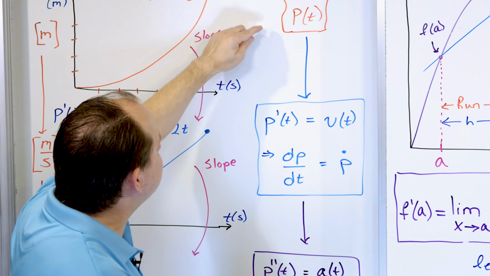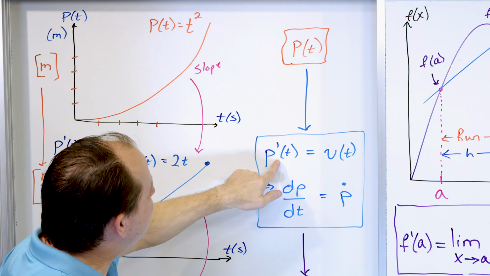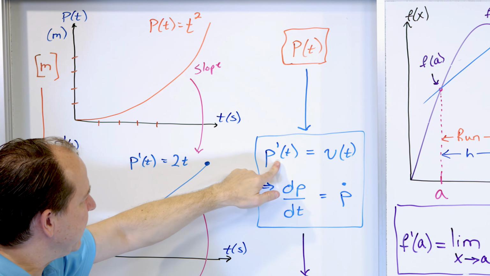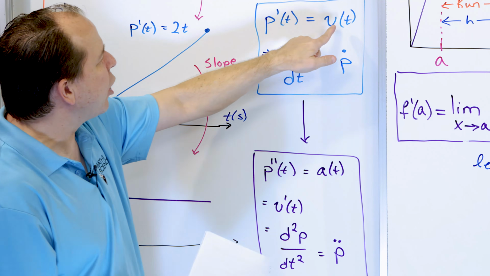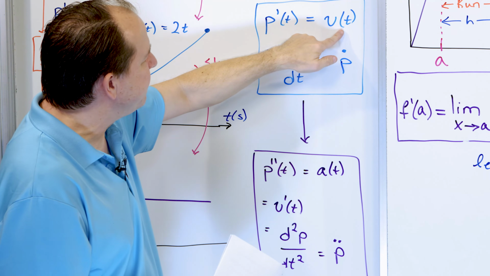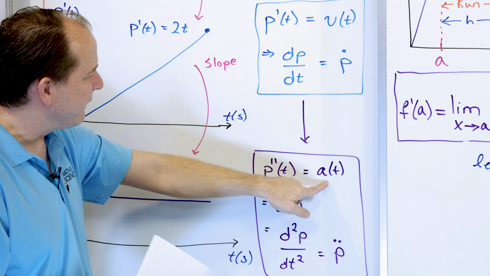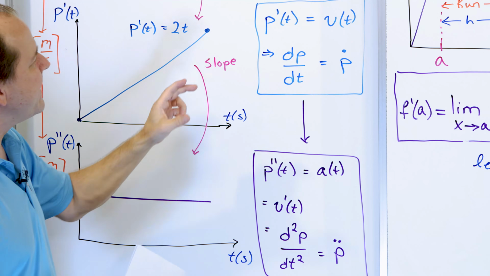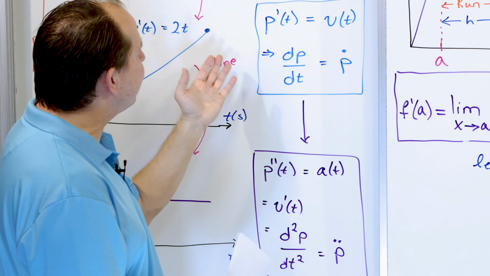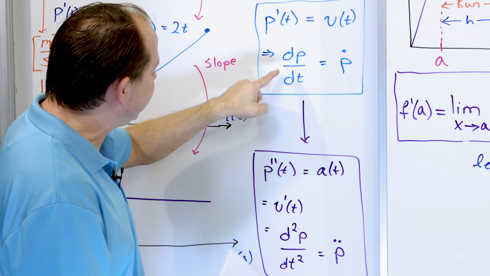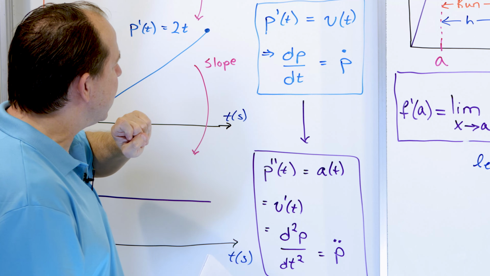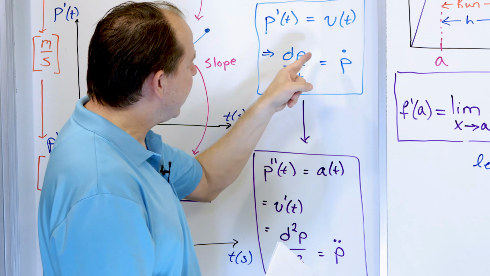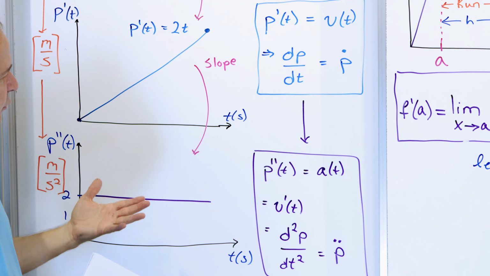In terms of notation, we start with a position. We call it p prime of t to get the first derivative, and we call it p double prime of t to get the acceleration. We can also call that the first derivative being the velocity, and then the second derivative, we can call it the acceleration. Now, instead of calling it p prime of t, we have other notations. We can call it dp dt, which is rise over run. How much does the function change with respect to time? And we could also put a dot over the p to represent the derivative as well.